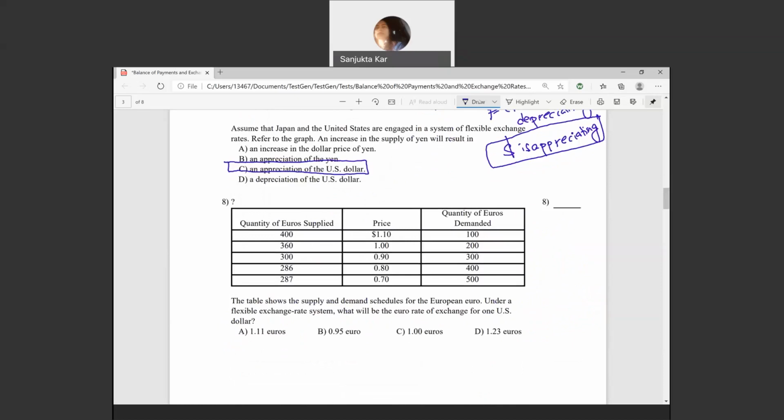I have the quantity of euros and the demand for euros. So this is the equilibrium price. And they're asking us what will be the euro rate of exchange for 1 US dollar. Okay.